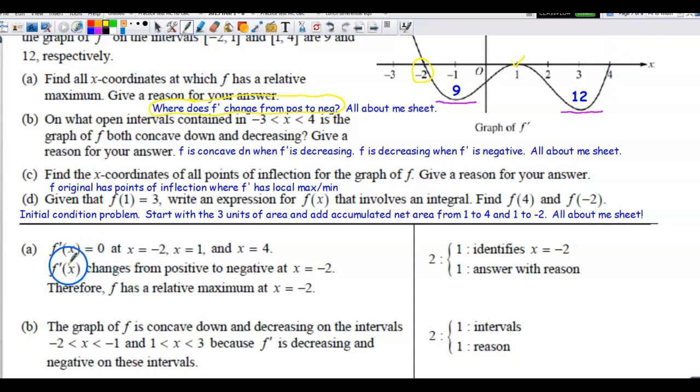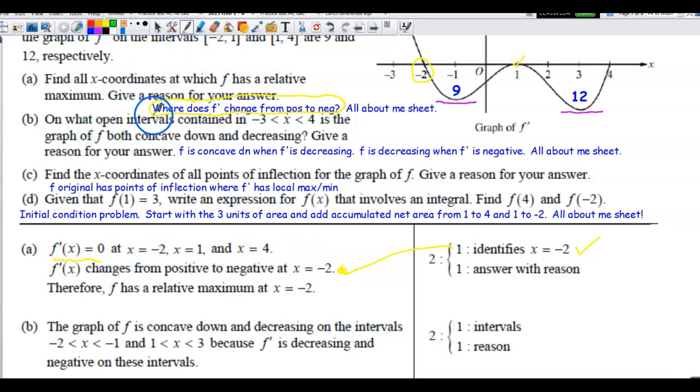So in letter A, we need to tell the reader that the first derivative is equal to 0 at x equal to -2, 1, and 4. Now, notice in the scoring guide, you don't lose a point if you did not state all the critical numbers exactly. It just says that the student needs to identify x equal to -2. And then your justification is that f prime of x changes from positive to negative at x equal to -2. And this is also an identification of x equal to -2. So this first statement does not necessarily have to be there. All right, going on to letter B.